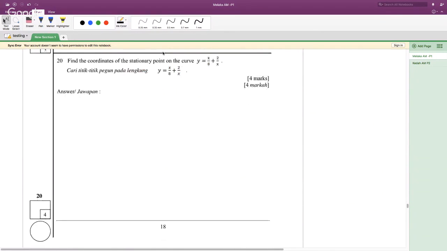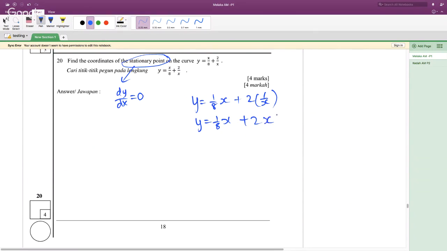Okay, find the coordinates of the stationary point. Stationary point here means turning point, or it can mean maximum or minimum. So whenever you see stationary, most of the time it means dy dx equals 0. In order to do dy dx, the first thing is I have to simplify my equation. X over 8, I will call this 1 over 8 times x. Plus 2 over x, I will say this is 2 multiplied by 1 over x. So this is 1 over 8 x plus 2 times 1 over x, which is x to the power negative 1. Then only will I do dy dx.